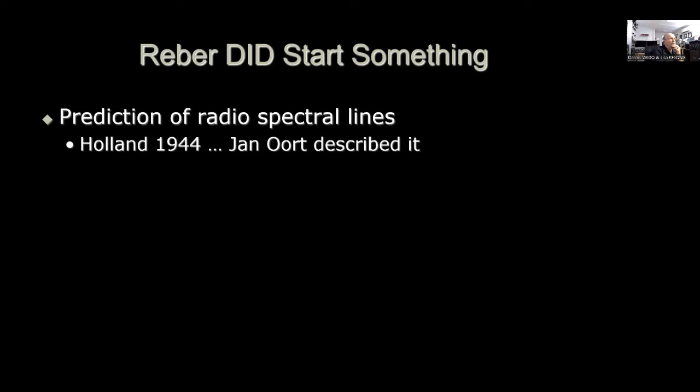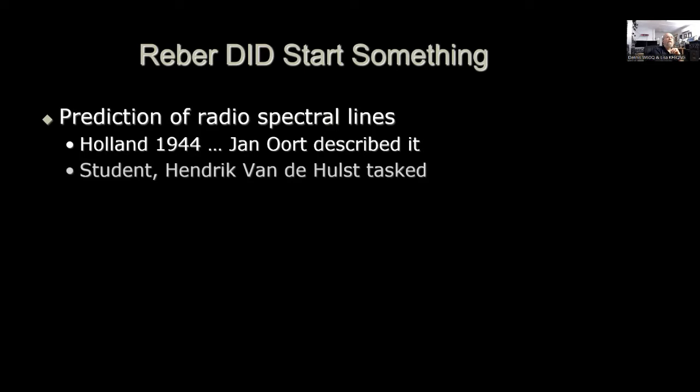And so a fellow by the name of Jan Oort in 1944 describes it. He predicts that this is possible. You may recognize that name, Jan Oort. If you've ever heard of the Oort cloud, that's who it's named after, which is the cloud of cosmic debris out beyond Pluto's orbit. Anyway, one of his students, Hendrik van der Hulst, was tasked with figuring out what the spectrum is, what it is, and how to identify it and how to detect it.